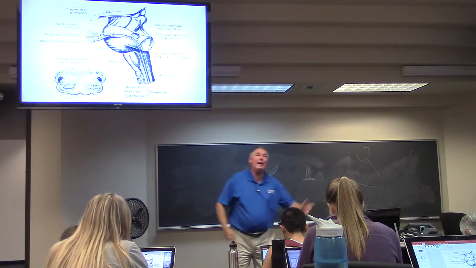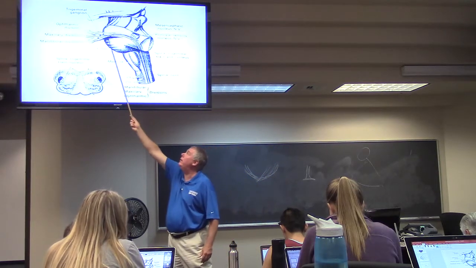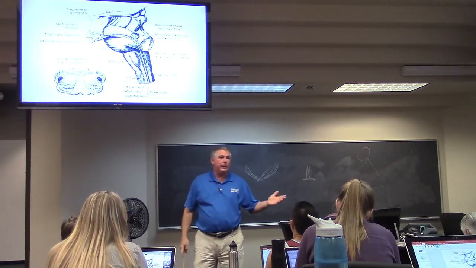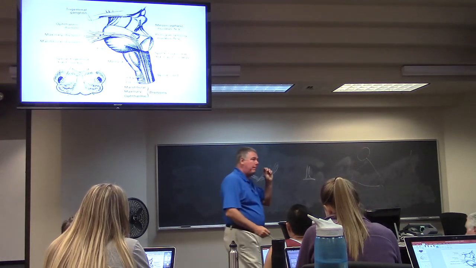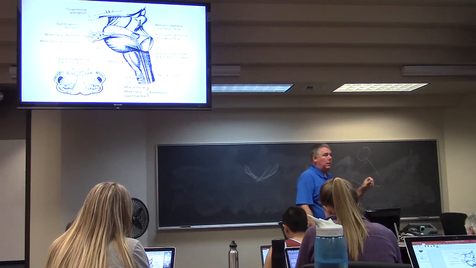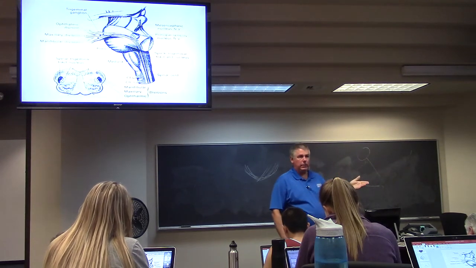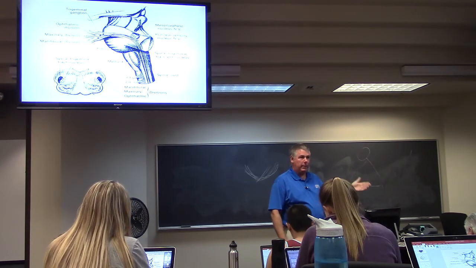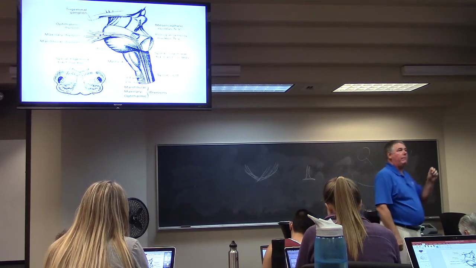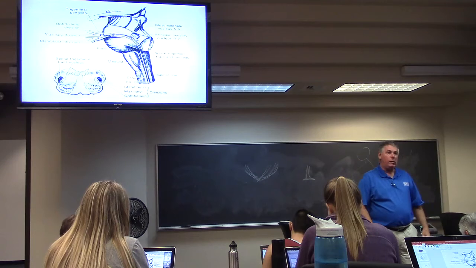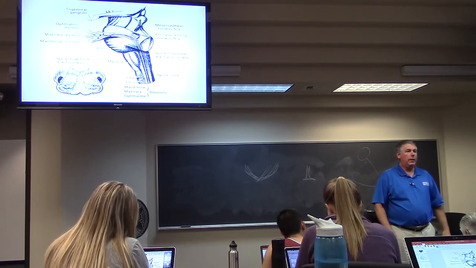So if you're just testing the peripheral nerve, you only have to do one test. But if you really want to get precise: if you have a medullary lesion, you're going to lose pain and temperature. If you have a pontine lesion, you're going to lose touch. If you have a mesencephalic lesion, you're going to lose proprioception.